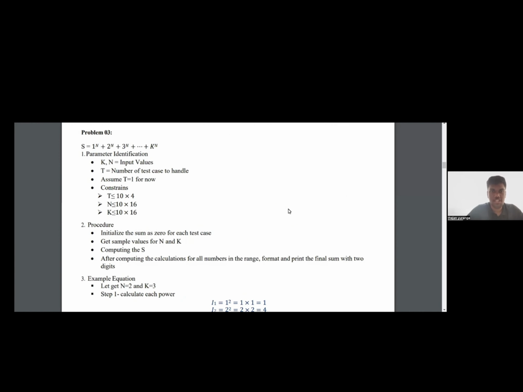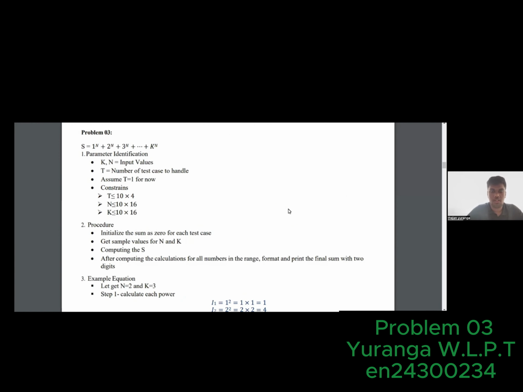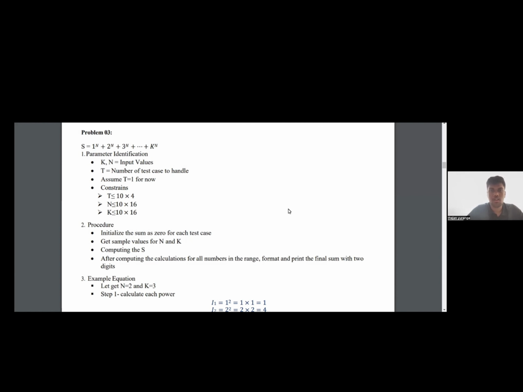Problem 3. We need to calculate the sum of i to the power of n mod 100 for all i from 1 to k. K is the range of numbers. N is the power to which each number is raised. Steps. First step is start with sum equals 0. Second step is for each i from 1 to k. Final step is print the sum as a 2-digit number.